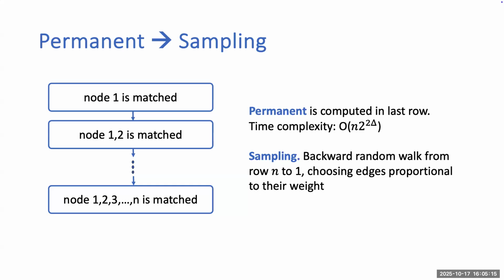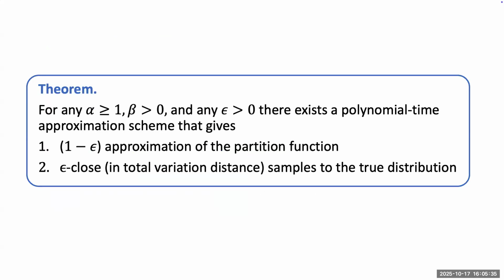And the number of states that I have to keep track of: there are n different rows. In each of them, I have 2 to the power 2 delta states because there is a binary 2 delta thing I'm keeping track of. So when delta is log n, it's still polynomial. And in practice, it converges fast, which leads to this theorem that when alpha is greater than 1 and beta is non-negative, then we can give a PTAS, a polynomial-time approximation scheme, for sampling from the Mallows model and also for the partition function.